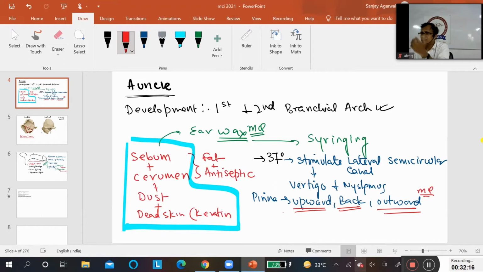And tell me, why is syringing done? What for? To bring out anything from the canal. Anything. Wax, foreign body. It's very common in children. They'll pick up things and put them in the canal. Foreign body. So you have to do syringing. But sometimes the foreign body is a living thing. A fly goes in the canal. Insects can go. In India, cockroach is very common.